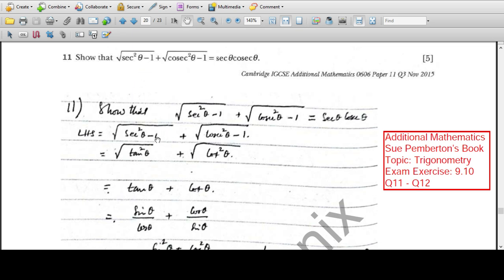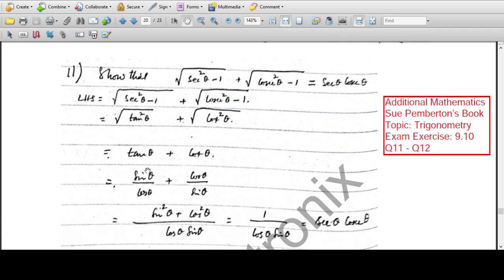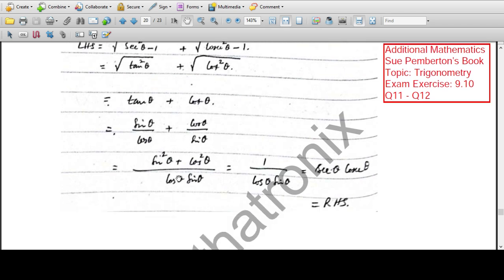Sec square theta minus 1 is tangent square theta, and we know that cosec square theta minus 1 is cotangent square theta. So this becomes tangent theta plus the square root of cot square theta, which is cot theta, and this is sin theta upon cos theta plus cos theta upon sin theta. We take the LCM, and from the LCM we have sin square theta plus cos square theta, which is 1, upon cos theta sin theta. 1 over cos theta is sec theta, and 1 over sin theta is cosec theta.